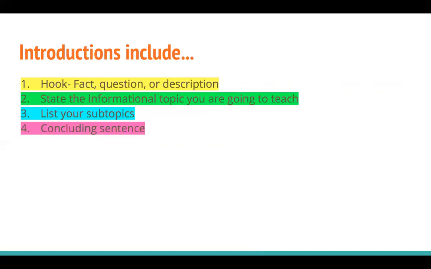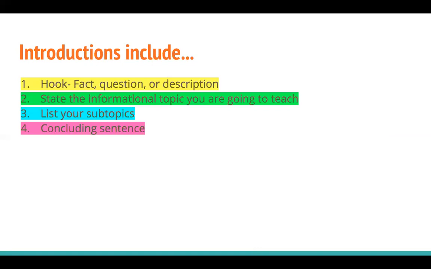Then the writer will list their subtopics. That's an important thing to have in your introduction, point 3: list your subtopics, and those should already be planned out from previous lessons. For example, in my previous lesson I showed you I picked my subtopics as characteristics, habitat, predators and prey, and adaptations.